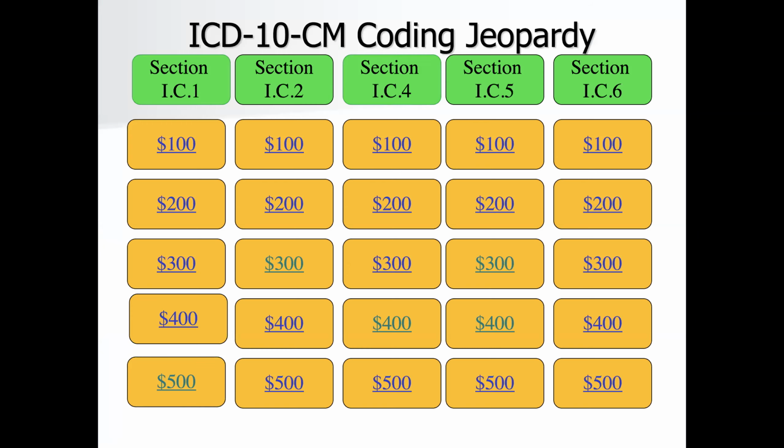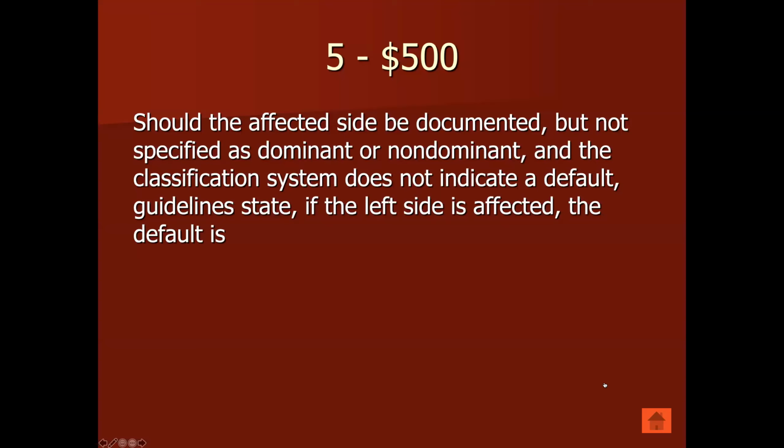Back to Destiny. Let's go section 6, 500. Should the affected side be documented, but not specified as dominant or non-dominant, and the classification system does not indicate a default, guidelines state if the left side is affected, the default is... Is it non-dominant? What is non-dominant? That is correct.